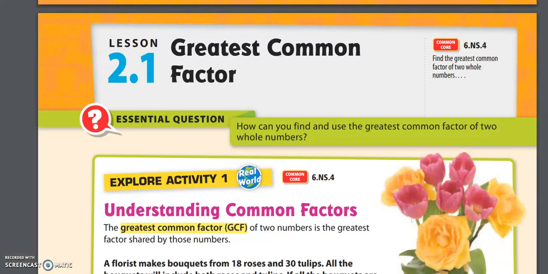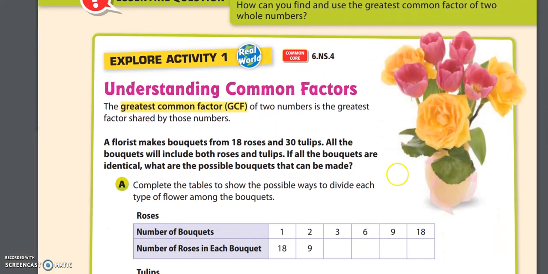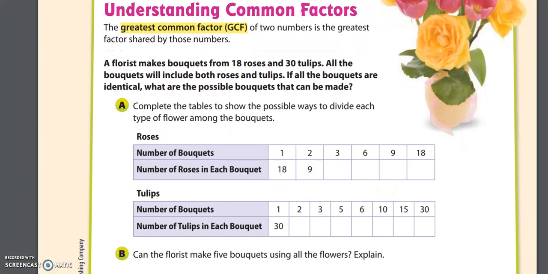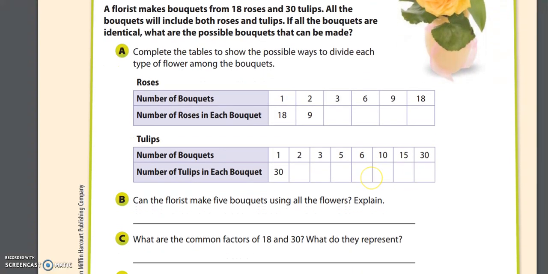Okay, the essential question is, how can you find and use the greatest common factor of two whole numbers? The explore activity is understanding common factors. The greatest common factor of two numbers is the greatest factor shared by those numbers. A florist makes bouquets from 18 roses and 30 tulips. All the bouquets will include both roses and tulips. If all the bouquets are identical, what are the possible bouquets that can be made?